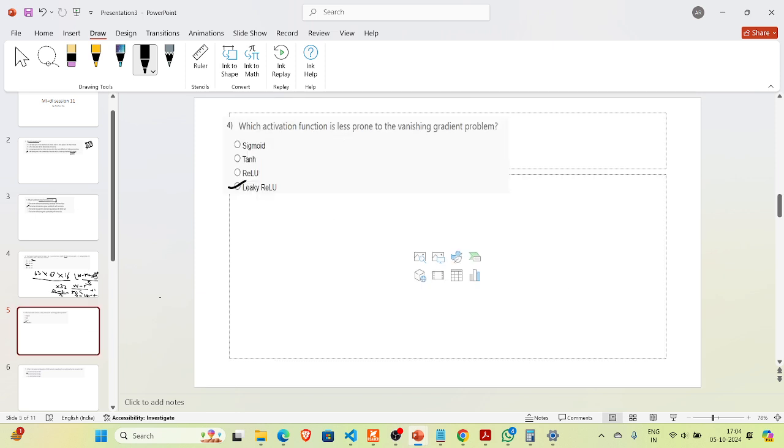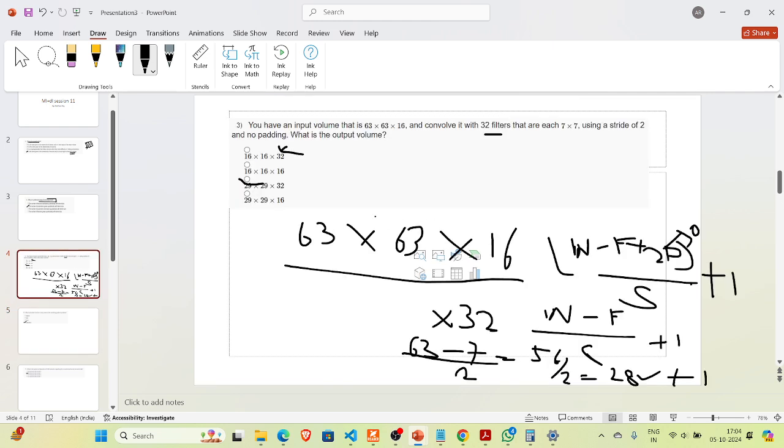Next, sir, please go to the previous slide. What is the answer? I could not get it, sir. Which one, sir? C is the answer. So with the first 32 filters, the depth will be 32.